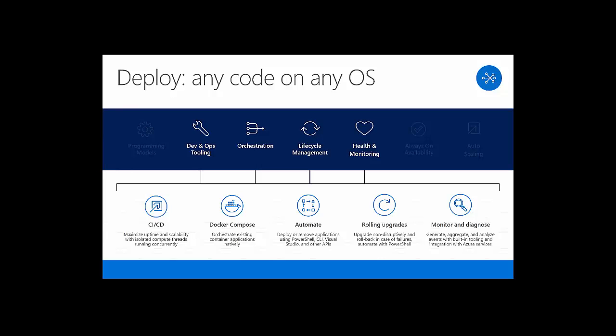When we talk about lifecycle management, we're talking about, first of all, automation via those APIs we talked about, and also rolling upgrades. ServiceFabric has a very rich set of upgrade policies that you can use to deploy new code. I'll talk about that in just a second, when we talk about how to monitor and diagnose things.